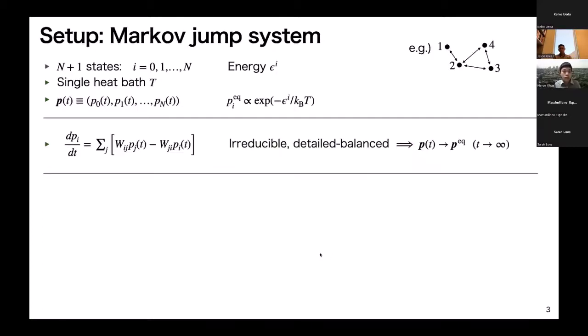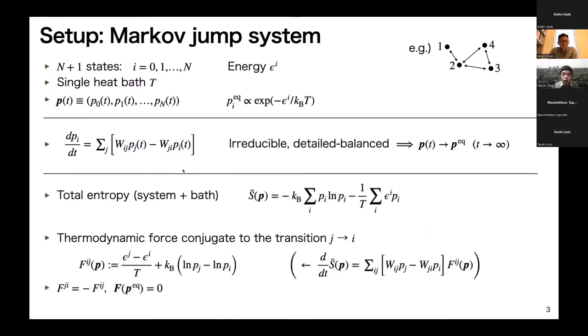So let's get into the detail. We consider n+1 discrete states with energies epsilon i. We consider a single heat bath, and the equilibrium is the canonical distribution. The time evolution is the time-independent master equation. We introduce the total entropy as the sum of Shannon and energetic contributions.